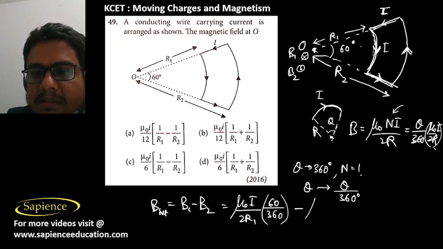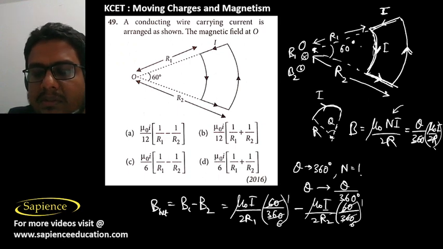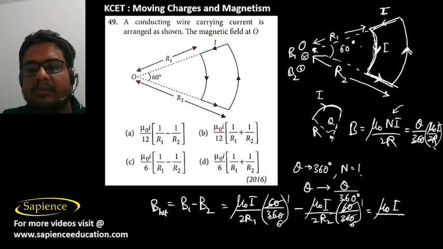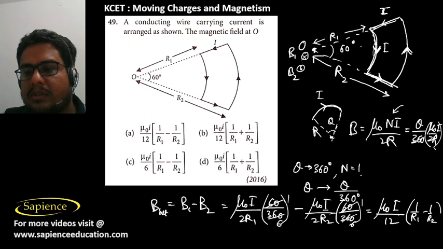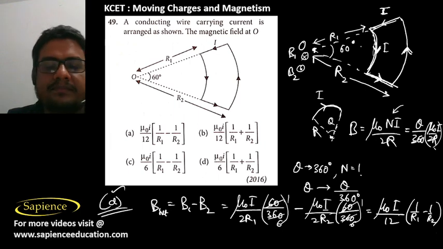Then minus B2, that is mu naught I by 2 R2 into 60 by 360. So this will be mu naught I by 12, I can take as common, into 1 by R1 minus 1 by R2. So mu naught I by 12 into 1 by R1 minus 1 by R2. So option A is the correct answer.